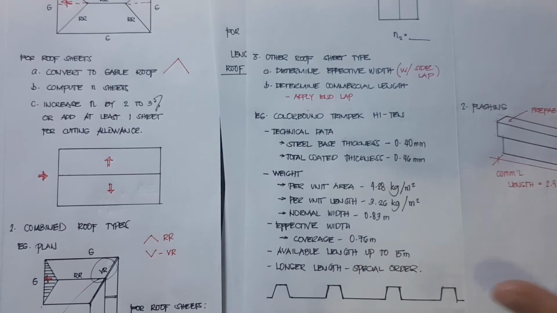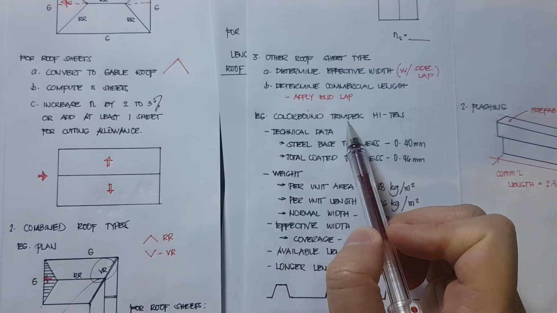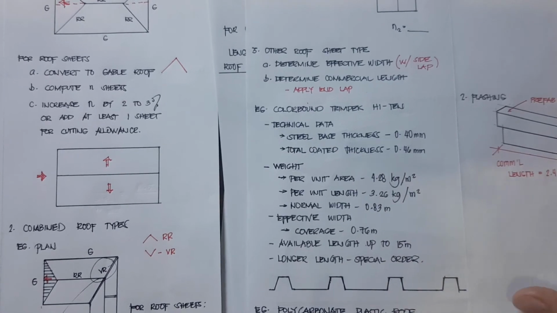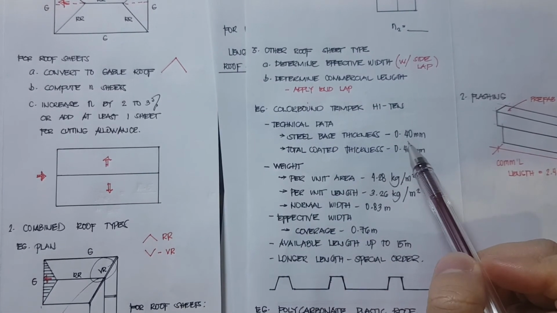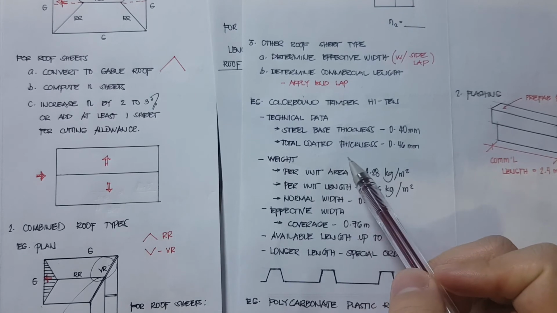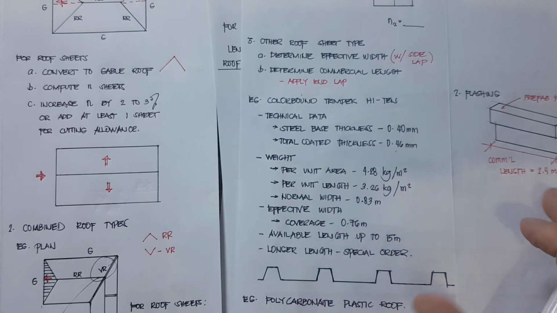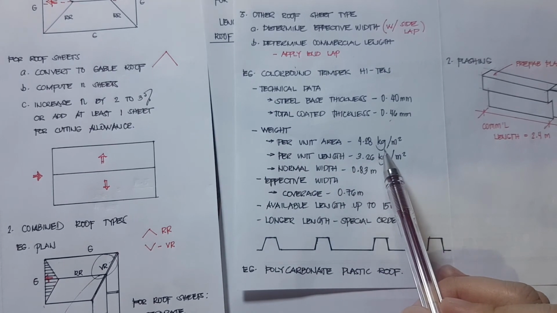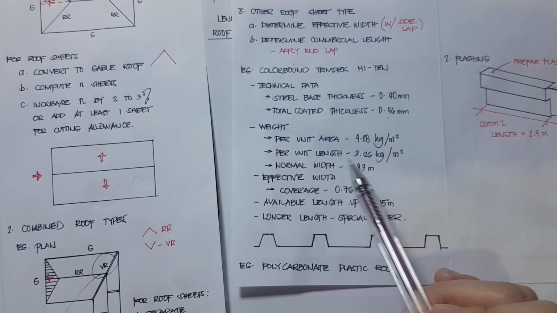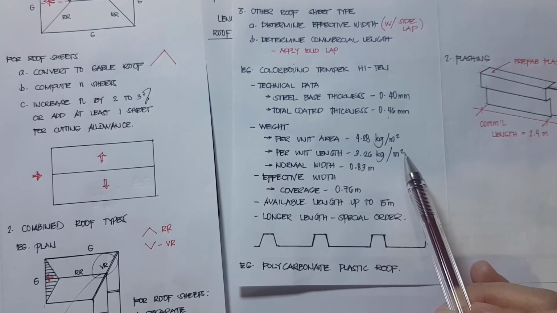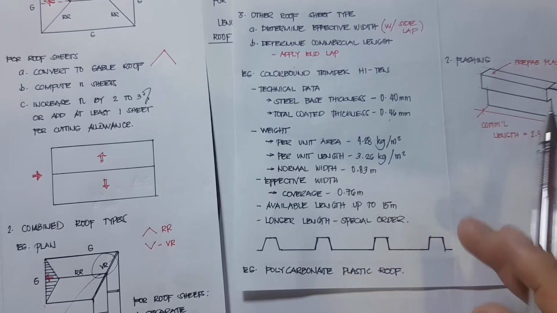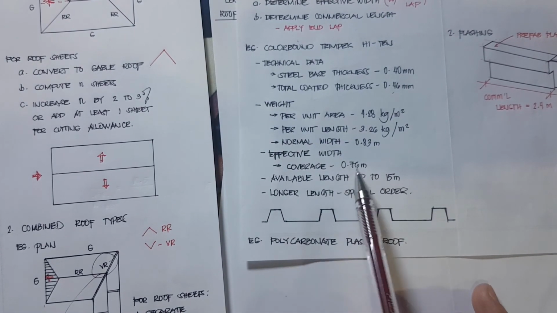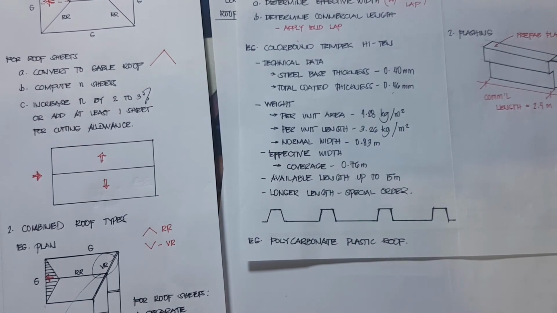Like for example, we have here the collar bound trim deck height 10. Okay, so the technical data, the steel base thickness is 0.40 mm. If it is going to be coated, then the thickness is 0.46 mm. And it has a weight per unit area of 4.28 kilograms per square meter. Per unit length, 3.26 kilogram per square meter. Then the nominal width is 0.83. And the effective coverage is 0.76, of course, because there will be overlapping.